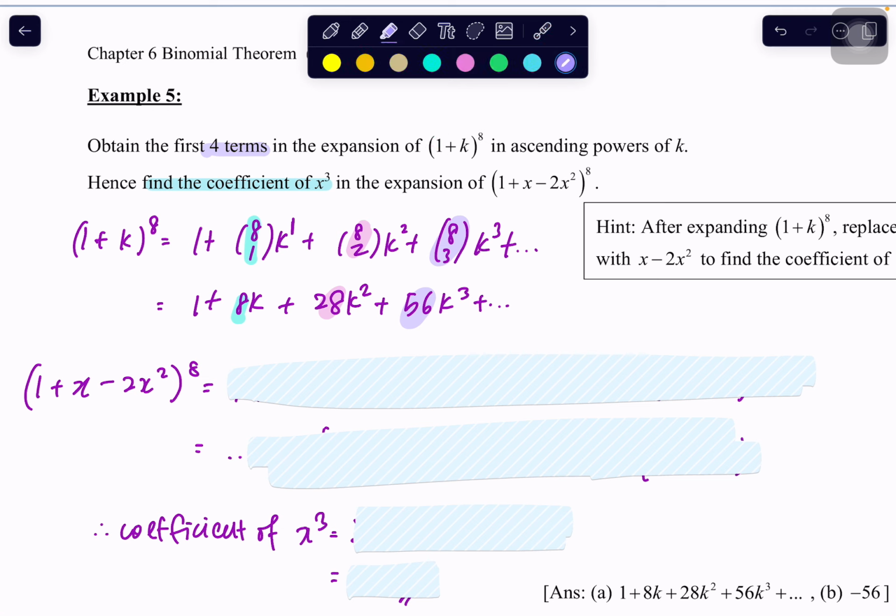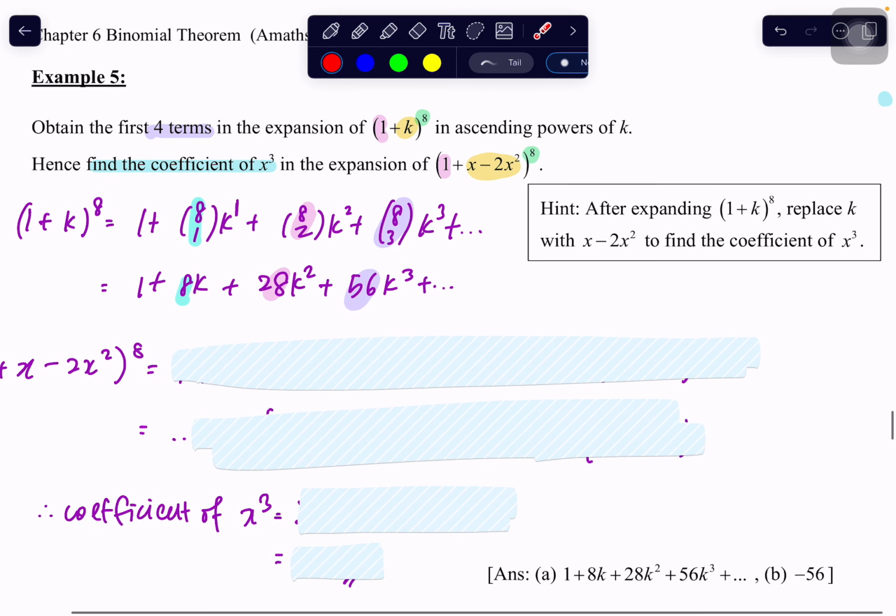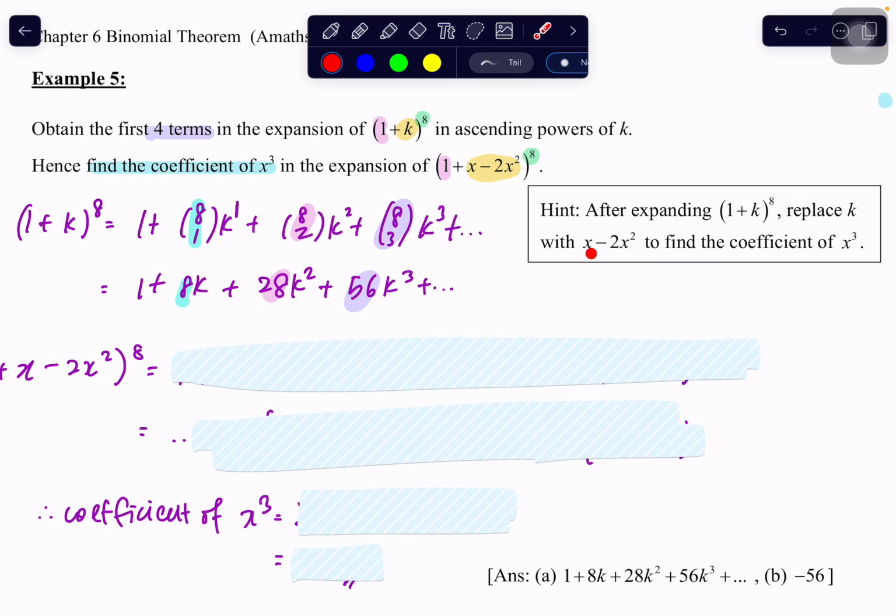So I want you to make a comparison between this and the expansion in the earlier part. Do you notice that their powers are exactly the same? Both are raised to the power of 8. The first term is also 1. So that makes the only difference between the 2 expressions, k and x minus 2x squared. So in this case, I can replace k by x minus 2x squared.